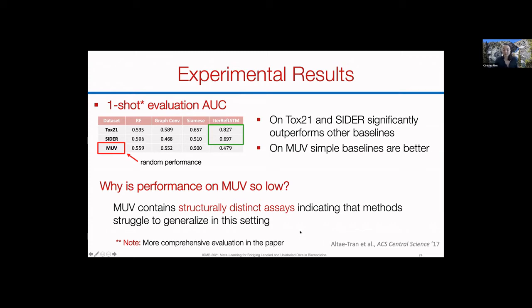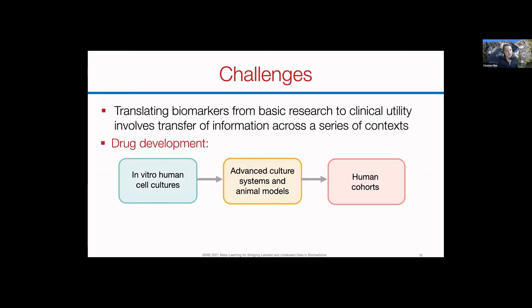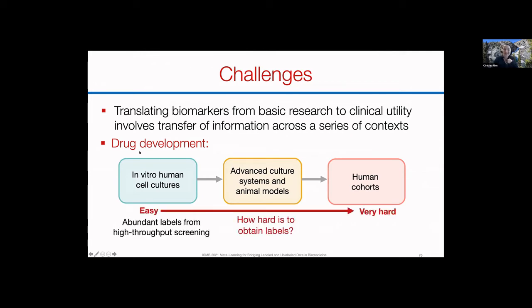Okay, and then the second application that we'll look at is the cellular response prediction task. And so the motivation here is in drug development, you have typically these different stages, starting with in vitro cell cultures to more advanced culture systems and animal models, and then finally to human cohorts. And of course, in the in vitro cell cultures, it's really easy to get a lot of data. It's through high throughput screening and so forth. And as you go further into the process, it gets much harder to get labeled data.